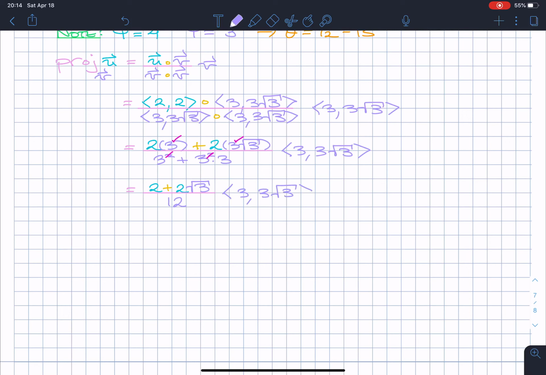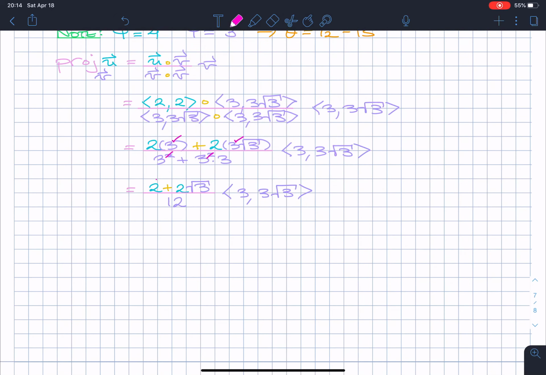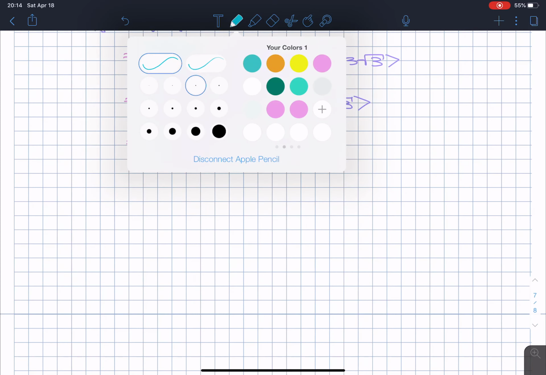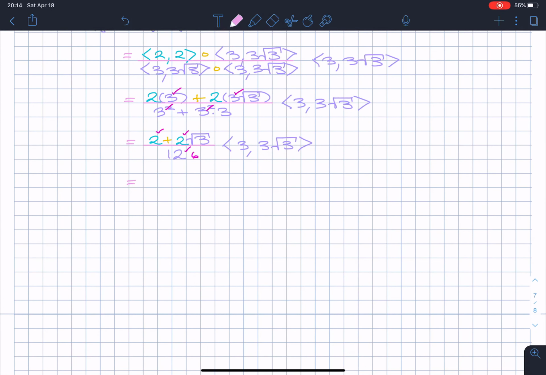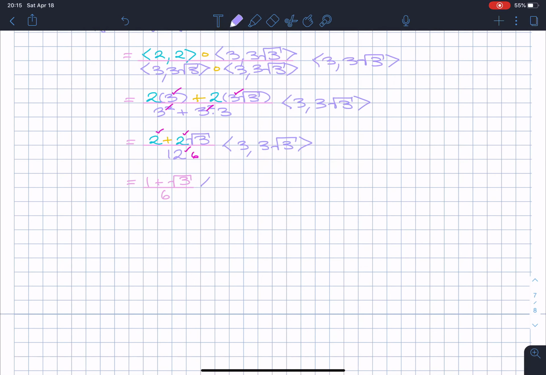We're going to multiply that by 3, comma 3 root 3. Okay, well, once again, we can reduce because 2 goes into 12 6 times. So we're going to end up with 1 plus root 3 all over 6. I guess I'll just keep it in pink. And this is times 3, comma 3 root 3. Hopefully I did this right.